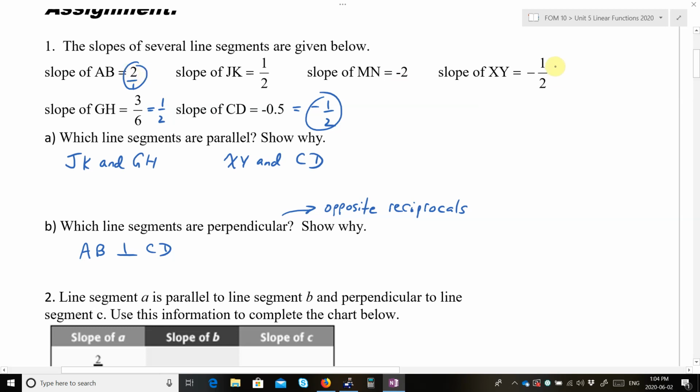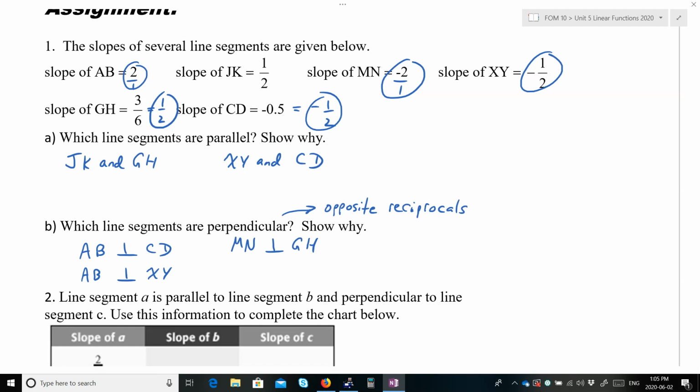The same deal would happen with negative 1 half and the 2 over 1. So AB is also perpendicular to XY. And then this negative 2 is sitting over a 1, so negative 2 over 1 is the negative reciprocal, or opposite reciprocal, to 1 over 2. So that means that MN is perpendicular to GH. And we've got negative 2 over 1 and positive a half. That means MN is perpendicular to JK. You'll see all of those in the answer key as well.